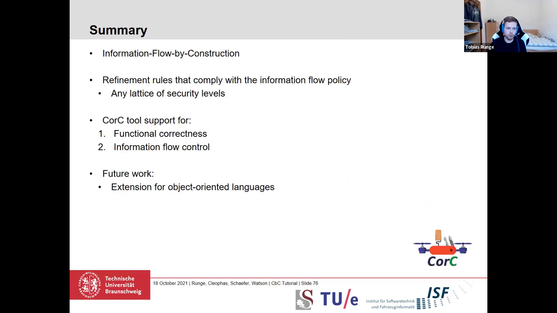Now to conclude my talk, or this part here, we have shown information flow by construction with all of these refinement rules that check, with any lattice of security levels, whether the information flows correctly or not. That's implemented in the Cork tool that can now check functional correctness and also the information flow parts. And for future work, there is this quick thing I've shown you, where we extended it for object-oriented languages.